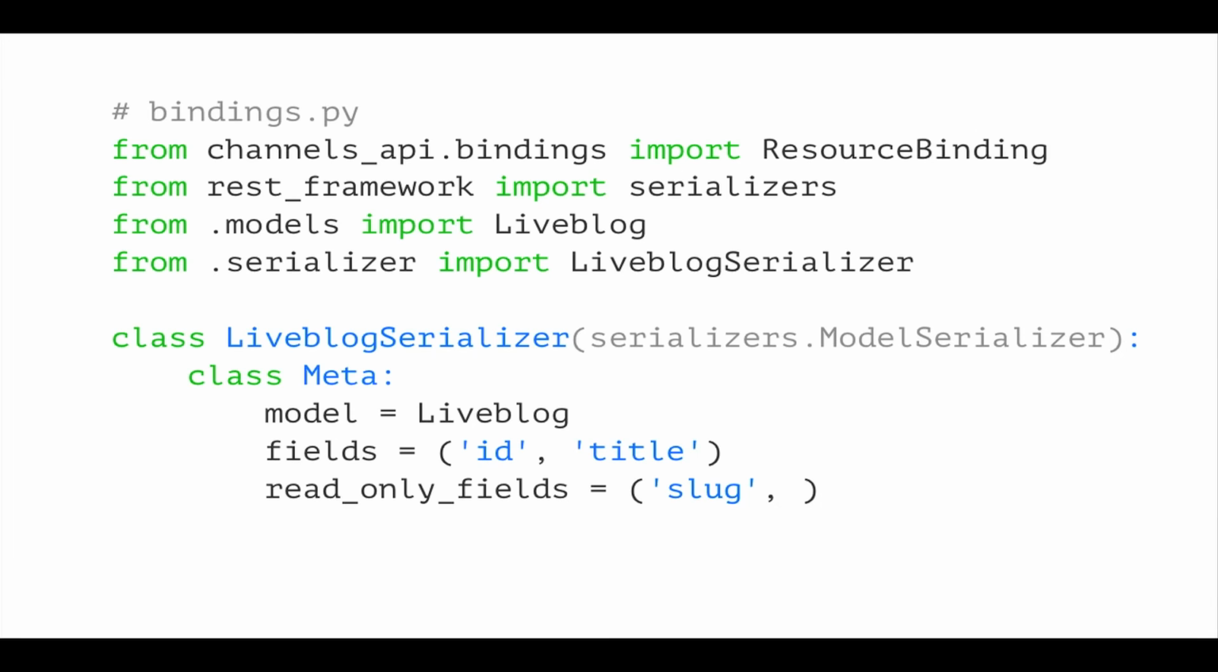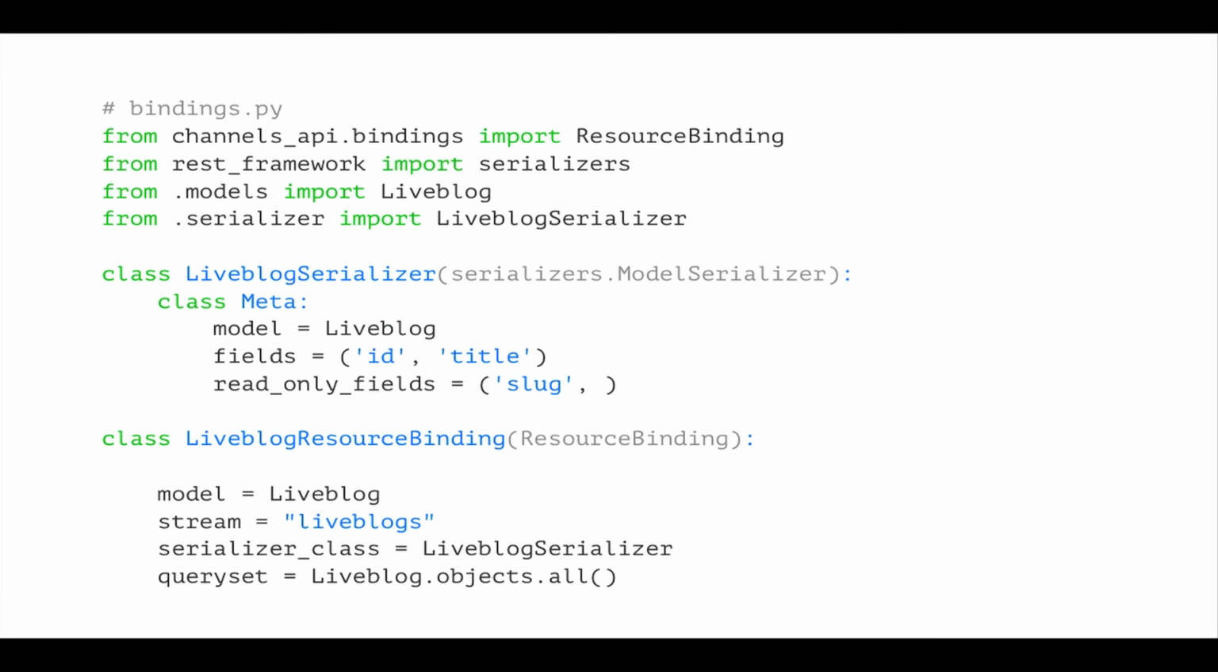And so now here on the other side of things, the first thing we're going to do is create that model serializer. So this is what a model serializer looks like, if you've never seen it before. It has a model class field, a fields sequence, and a read-only field sequence. Then we're going to add the resource binding class. So this here, again, is not from Channels, but from Channels API. But it's very similar. We're only adding two more extra variables here, serializer class and query set.